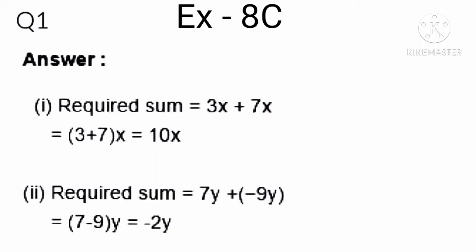Let's solve exercise 8c. Question number 1. We have to add them. So it's 3x plus 7x. So the required sum will be 3x plus 7x. Let's add the numerical coefficients. 3 plus 7 is 10. So it is 10x. Second is 7y plus minus 9y. So it will be 7y minus 9y, 7 minus 9. So that is minus 2y.